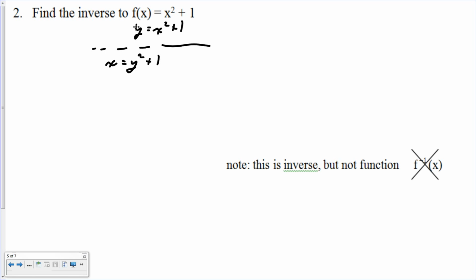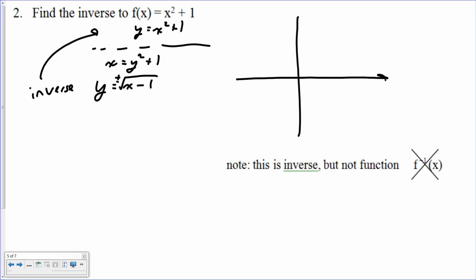And if I were to solve that for my new y, I would get y is equal to plus or minus the square root of x minus 1. Just skipping a couple steps there. Now, this is the inverse to that one. But the question is, what's happening on the graph when you do the inverse? And this is important in getting into the trig functions.